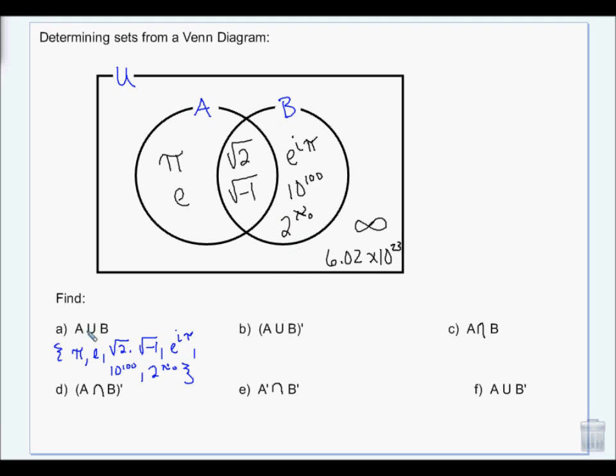Okay, so if A union B was everything inside both of these circles, A union B prime is everything that's not in the circles. So that leaves infinity and Avogadro's number. How many of you have taken chemistry? Okay, then that should look a little bit familiar to you. That's the number for a mole.